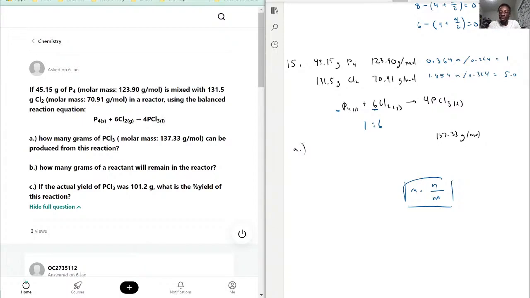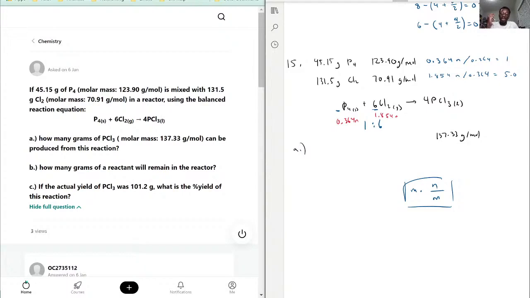So instead of it being a 1 to 6 ratio, it's a 1 to 5 ratio. So let me just add the moles right under so you can keep track: 0.364 and 1.854 moles. So funny enough, even if it looks like we have so little of the tetraphosphorus, that's actually our excess, because instead of it being 1 to 6, it's 1 to 5, meaning that all of that chlorine is actually going to be used up.